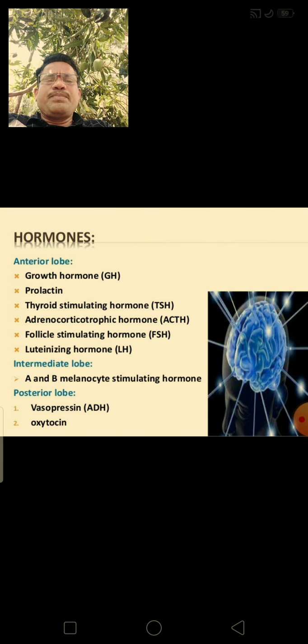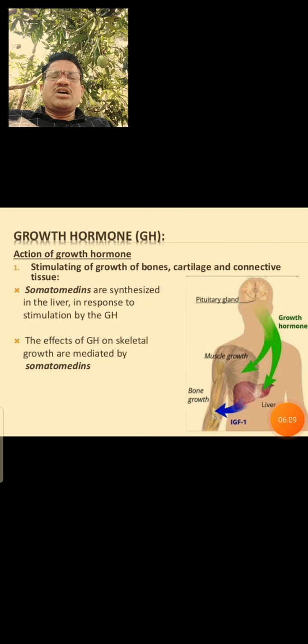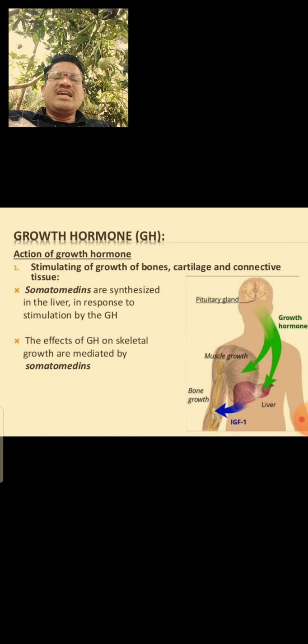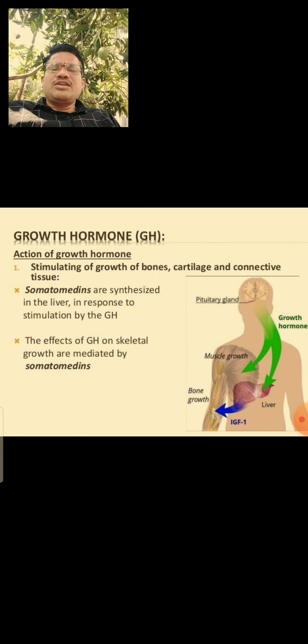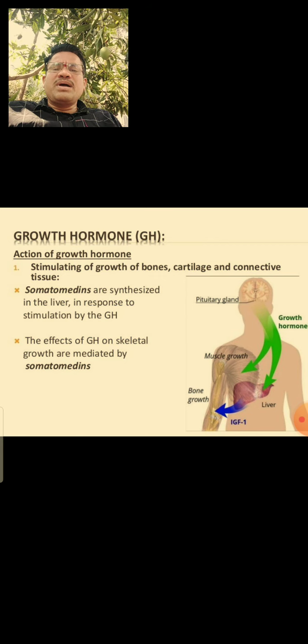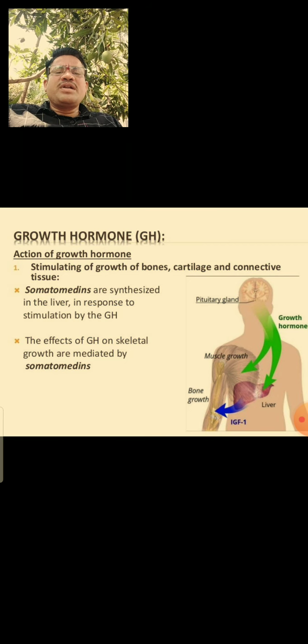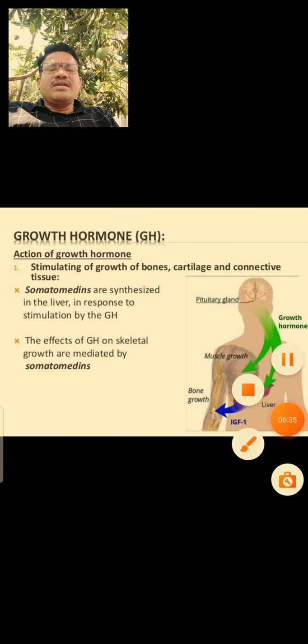Okay. Next, growth hormone GH. Generally it stimulates growth of bones, cartilage and connective tissue. So somatomedins are synthesized in the liver in response to stimulation by the GH. The effects of GH on skeletal growth are mediated by somatomedins. So this means the growth hormone helps in development of the body and bone.